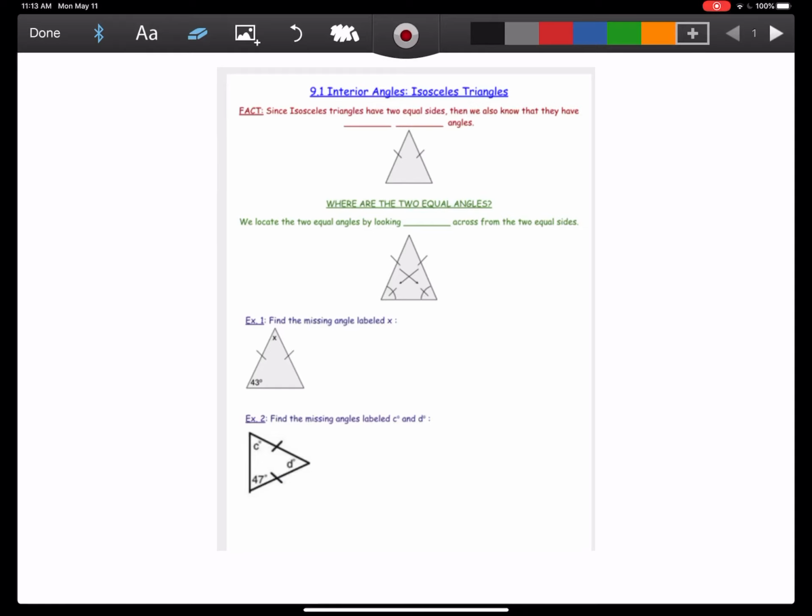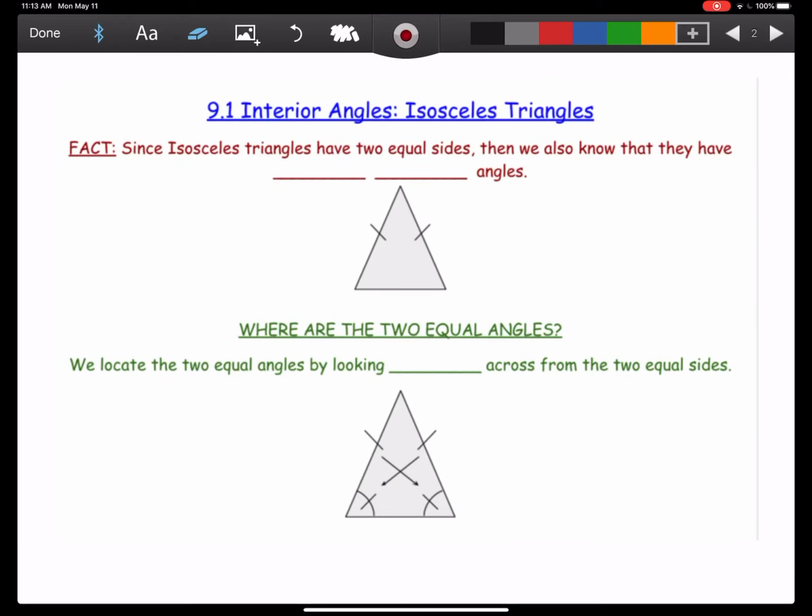We're going to start by zooming in on the top half. Okay. And you're going to write everything you see here. So you might want to start by pausing the video and writing the title and writing the red information along with the picture, but don't let the picture be too big because we're trying to fit all of this on one page. So 9.1 interior angles, isosceles triangles.